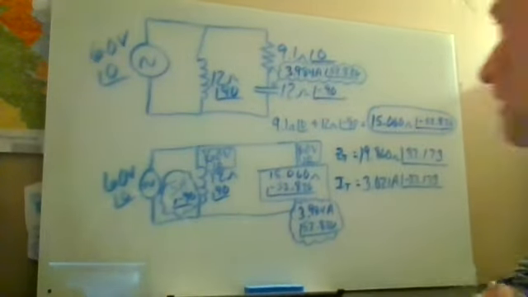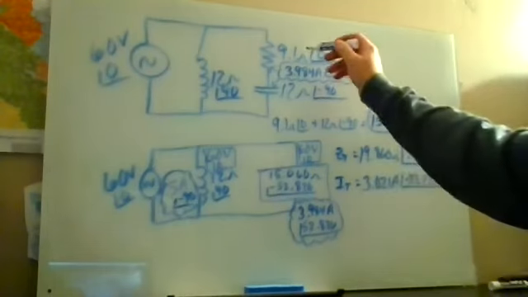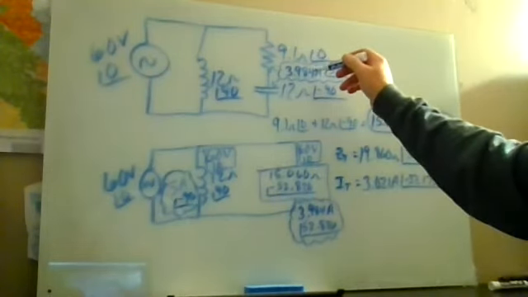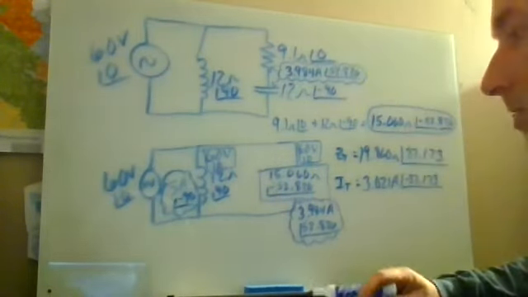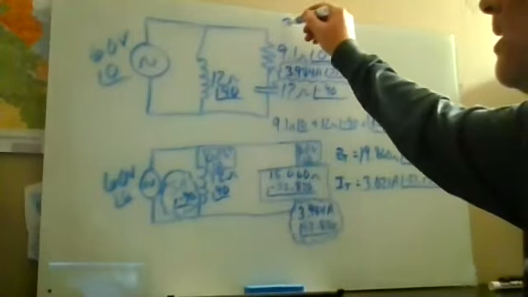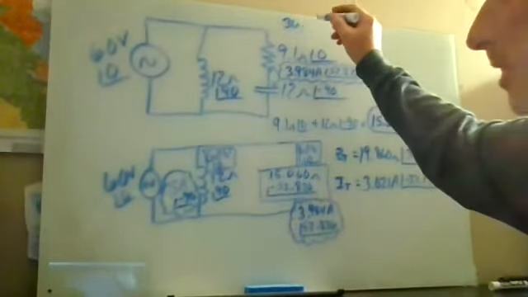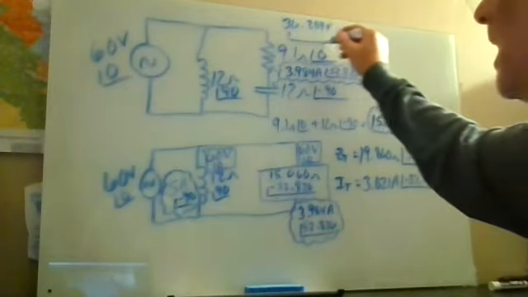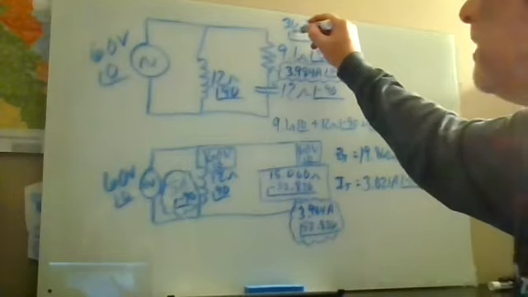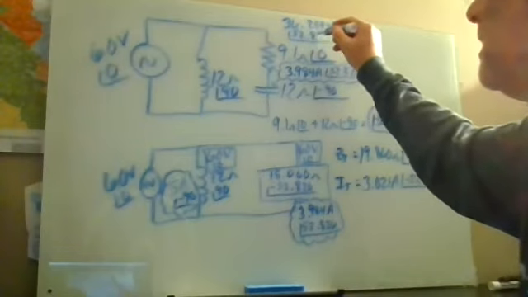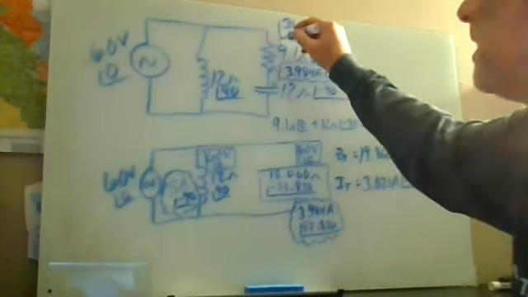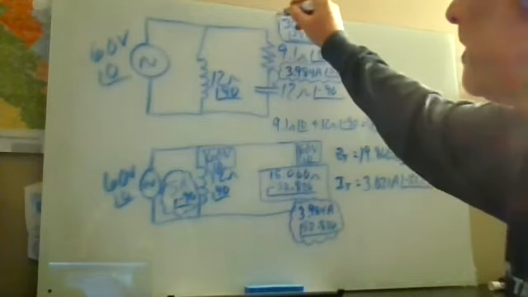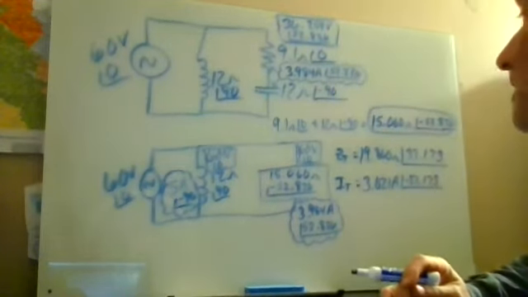So now, how do I get my voltage drop? I take my impedance, multiply it by my current. So when I do that, I get 36.254 volts at an angle of 52.826. That's my voltage drop across my resistor.